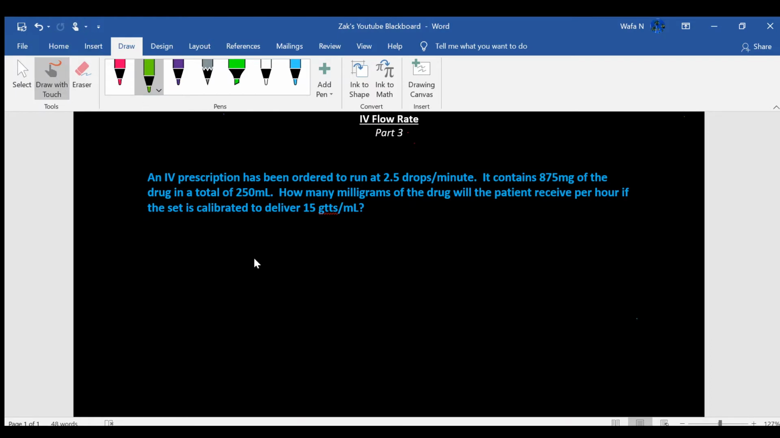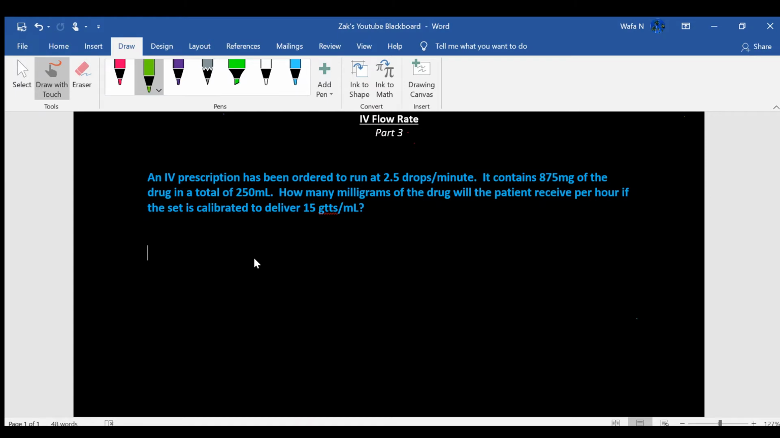So with this problem, it reads: an IV prescription has been ordered to run 2.5 drops per minute. It contains 875 milligrams of the drug in a total of 250 milliliters. How many milligrams of the drug will the patient receive per hour if the set is calibrated to deliver 15 drops per milliliter? So with this, it has a lot of information in it.